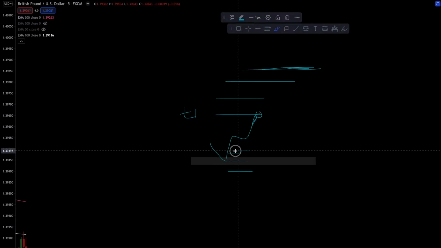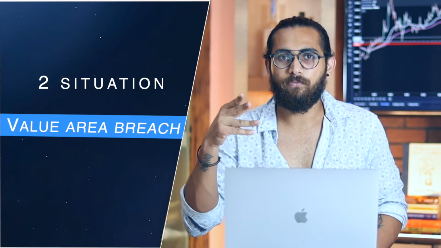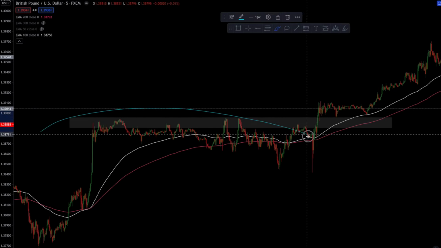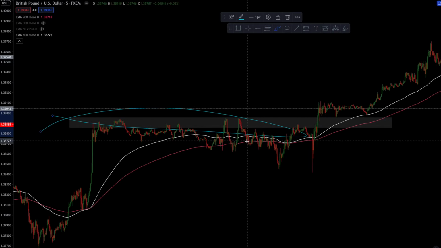So by doing this, you are also able to get something out of the trade, and you are now risk free and you can ride the trend successfully. Now the second situation is value area breach. Value areas are the areas like this where the price had some sudden movements in the past and the traders believe that something like this could happen again in the future.